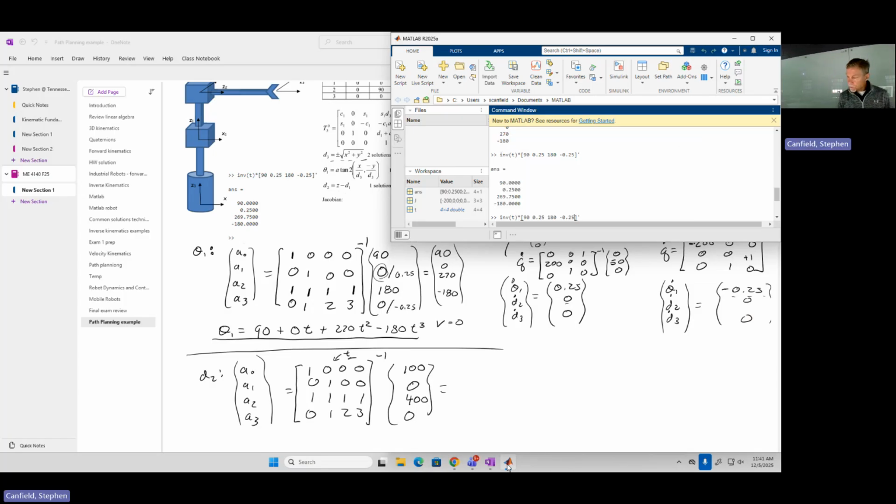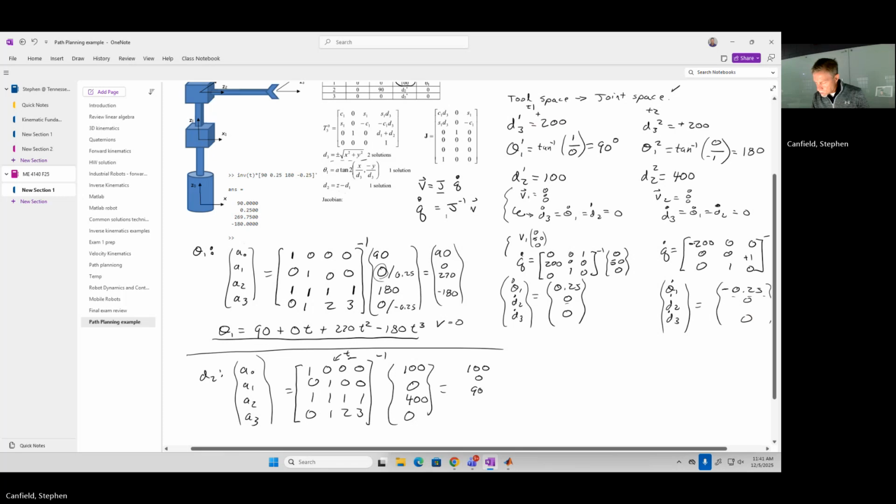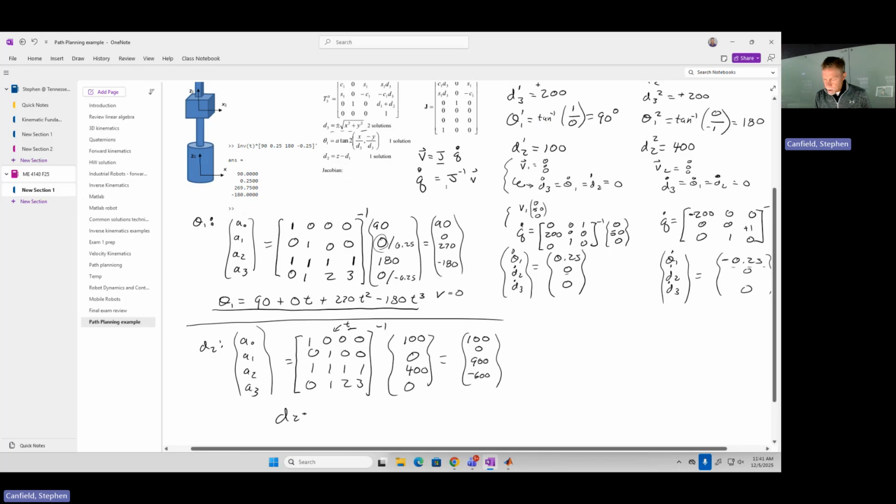So I come back up here. I get 100, 0, 400, and 0. And that gives me 100, 0, 900, and negative 600. So D2 is 100 plus 0 times t plus 900 times t squared minus 600 times t cubed.